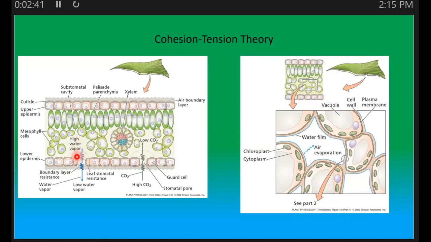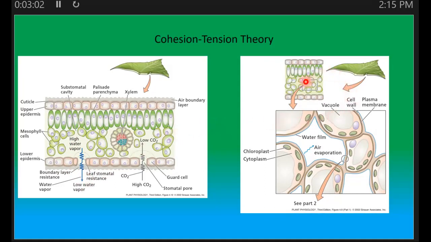And then you see this little blue squiggle line out. Anytime you see a squiggle, that usually means there's some kind of resistance or frictional forces involved here, and that's what they're showing there. So they're showing the stomata are open and that the water vapor can exit the leaf.